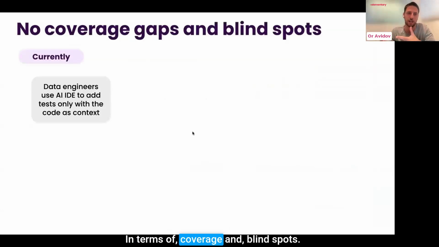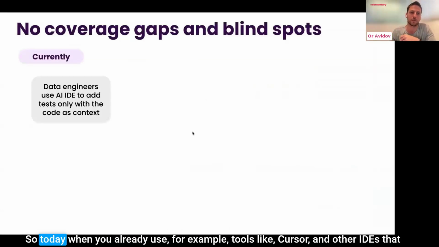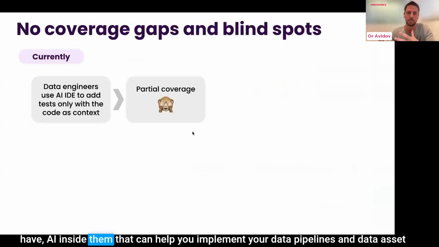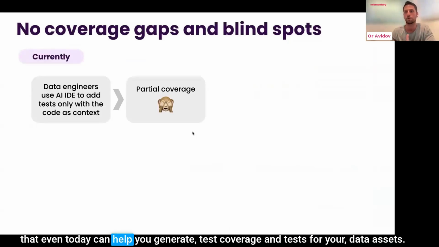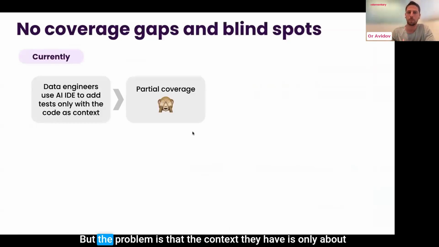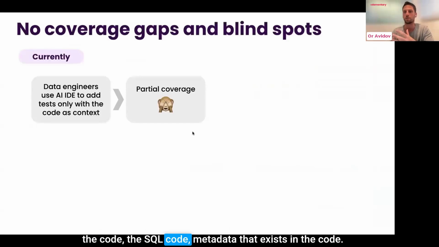In terms of coverage and blind spots, today you already use tools like Cursor and other IDEs that have AI inside them that can help you implement your data pipelines and data assets, and even help you generate test coverage for your data assets. But the problem is that the context they have is only about the code, the SQL code, the metadata that exists in the code, and that's it.